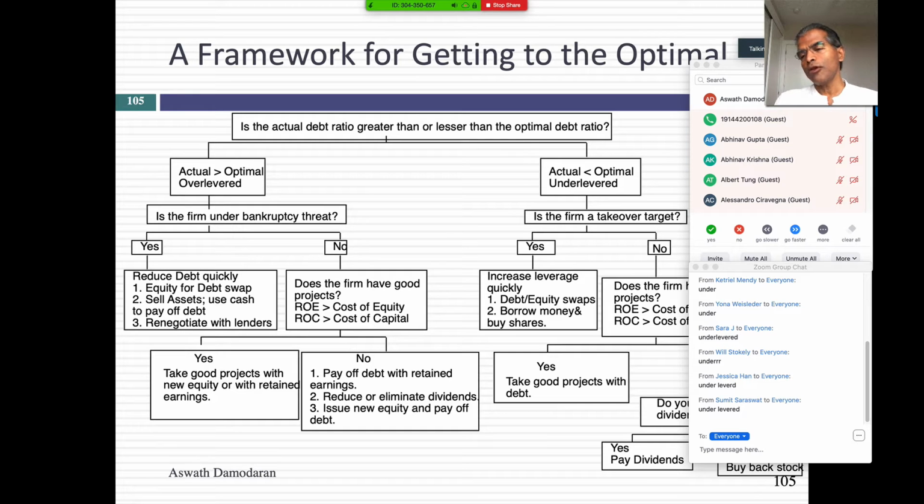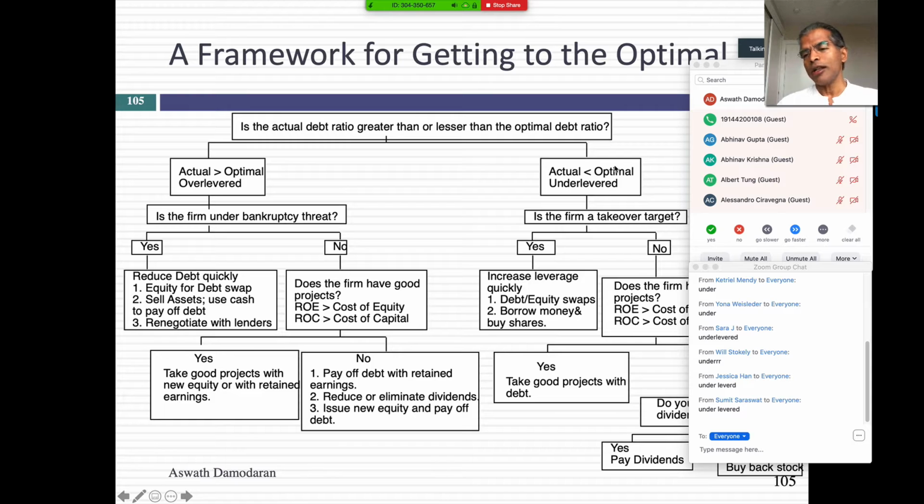And I'm going to use a flow chart, which I find useful in deciding what to do next. So let me go through this flow chart. And if you have your optimal for your firm, great, because you can go along on this flow chart with me as I go through this. The first question I'm going to ask you is: is your actual debt ratio greater or lesser than the optimal? Let's take the better branch first.